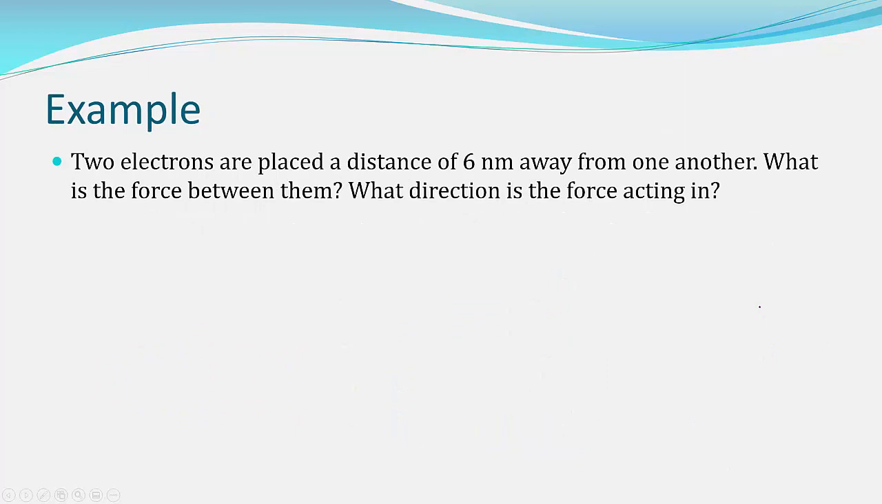So knowing that, you should now be able to answer a nice and easy question. If we have two electrons that are placed 6 nanometers away from one another, what is the force between them, and what direction is the force acting in? You might be a little bit confused by the use of nanometers. Nanometers is times 10 to the negative 9, so that distance there is 6 times 10 to the negative 9 meters. Okay, give that a go, press pause, and I'll see you on the other side.